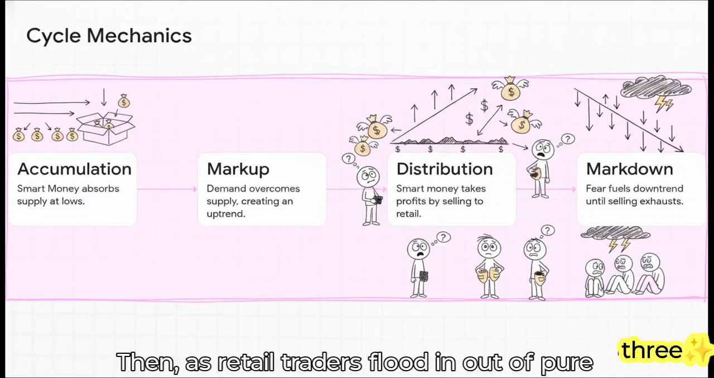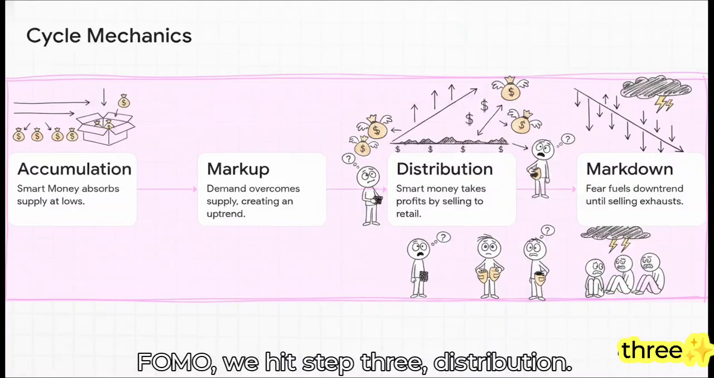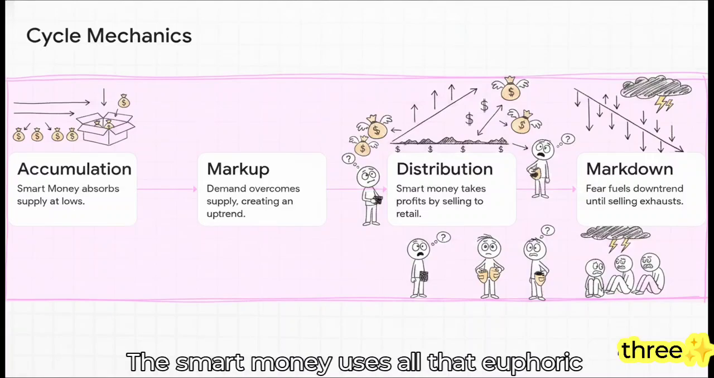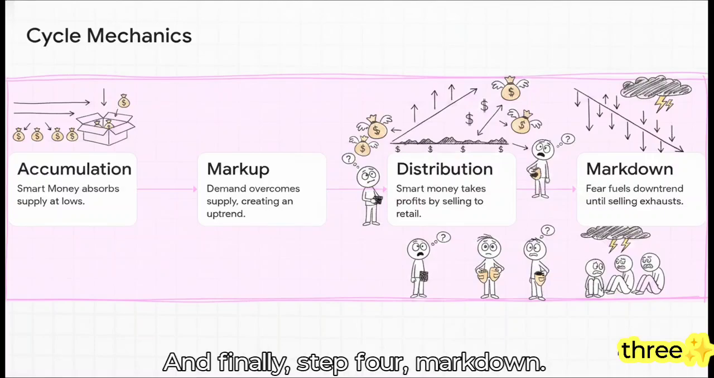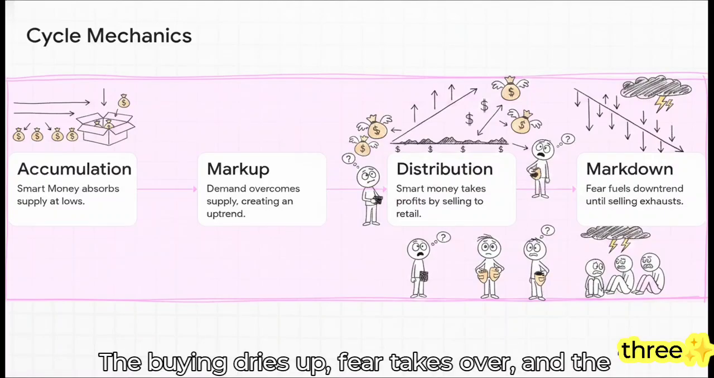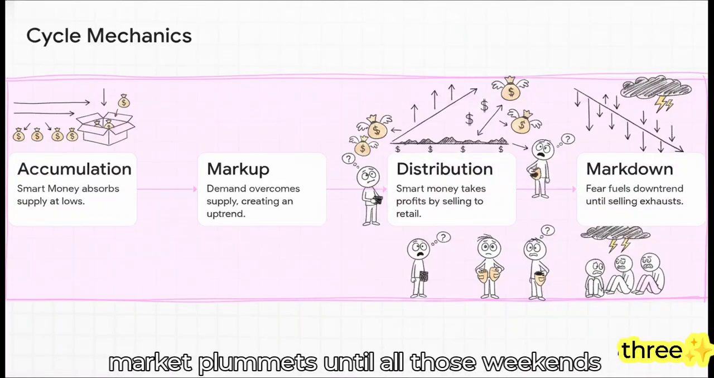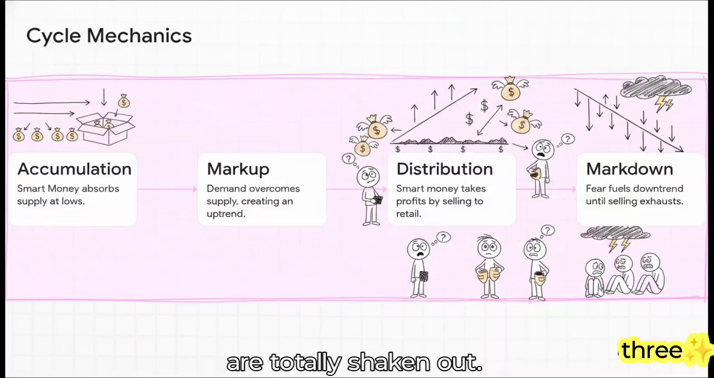Then, as retail traders flood in out of pure FOMO, we hit step 3, distribution. The smart money uses all that euphoric liquidity to quietly sell off their positions. And finally, step 4, markdown. The buying dries up, fear takes over, and the market plummets until all those weak hands are totally shaken out.